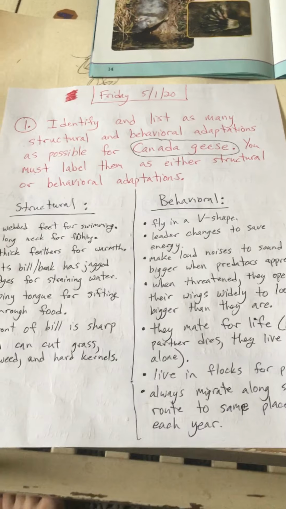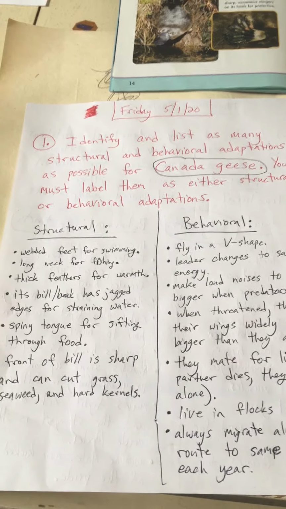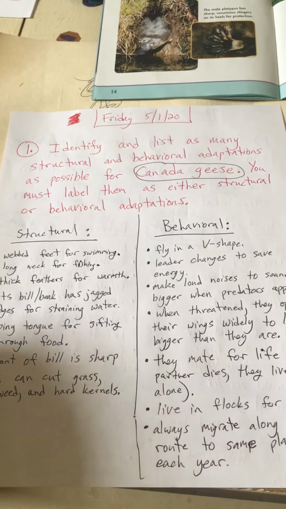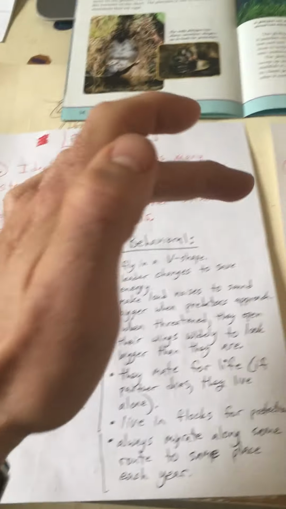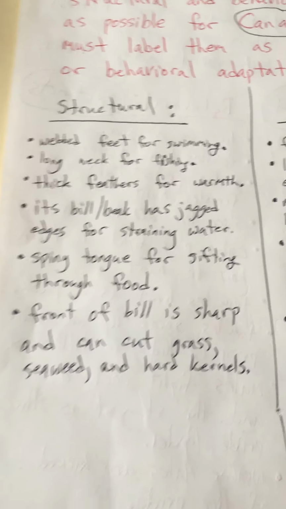Okay, so this was from Friday. This was the question I gave you. It was to identify and list as many structural and behavioral adaptations as possible for Canada geese. You must label them as either structural or behavioral adaptations. So I made my list here. You can check out yours and please send them to me if you haven't already.